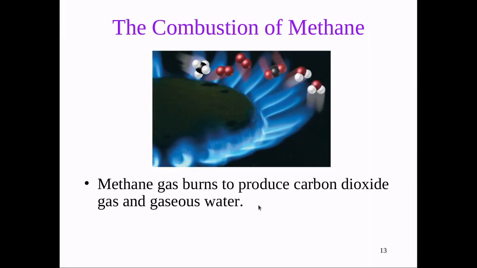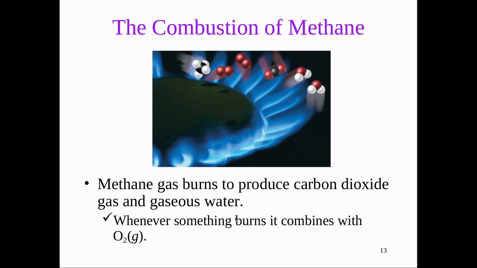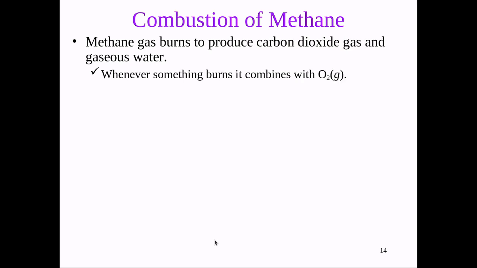So we're going to discuss now the combustion of methane. Natural gas is mostly methane. And we tend to burn it in the presence of oxygen in the air in order to produce carbon dioxide gas and gaseous water. Just to note once again that every time something burns, it's combining with oxygen gas. So methane gas burns to produce carbon dioxide and gaseous water. This is the chemical reaction that's going to describe that.